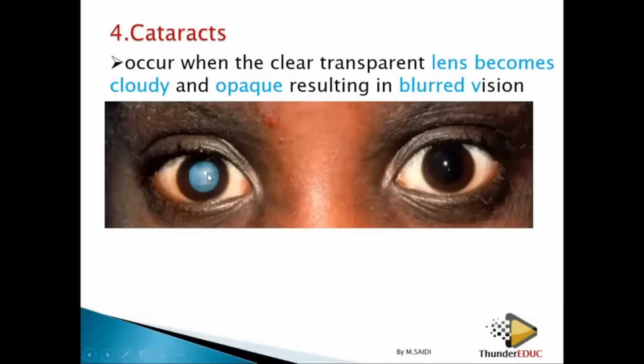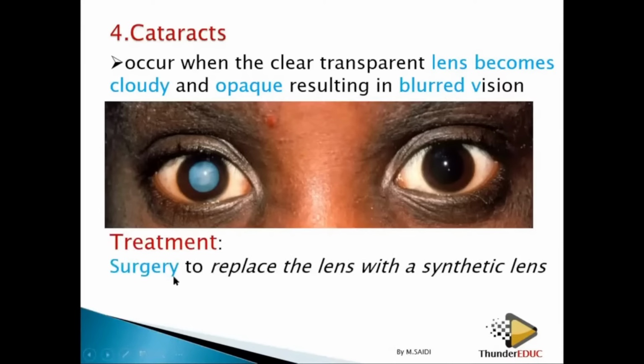This is the normal eye, and then this is the person with cataracts, how it looks like. It clouds, it becomes like milk, and then it solidifies. The lens solidifies, and then you won't be able to see. So it means that the lens cannot even change its shape. Why? Because it has solidified.